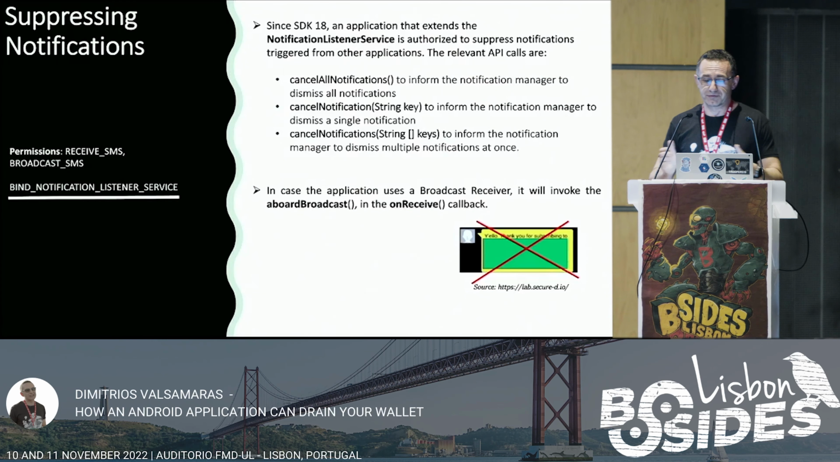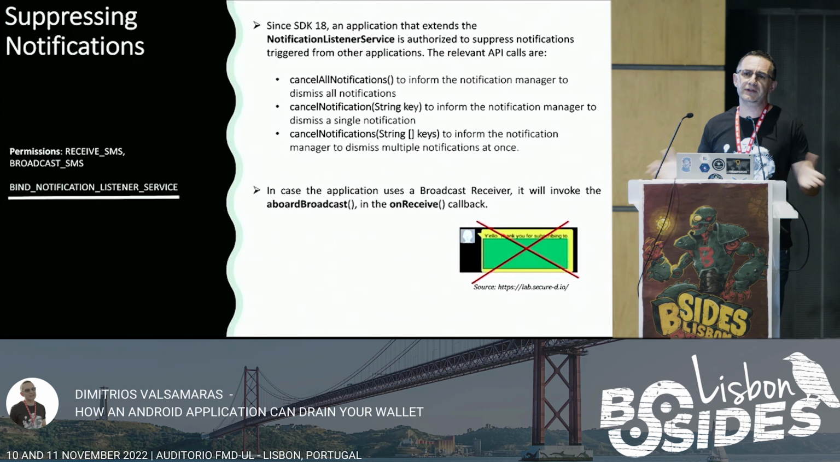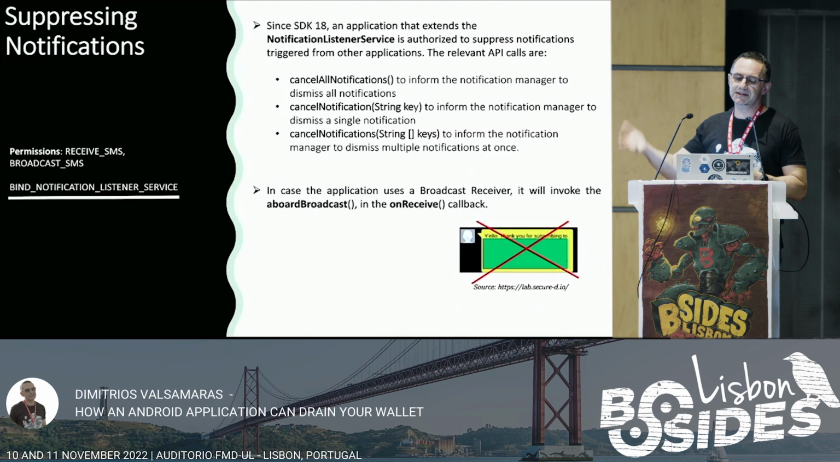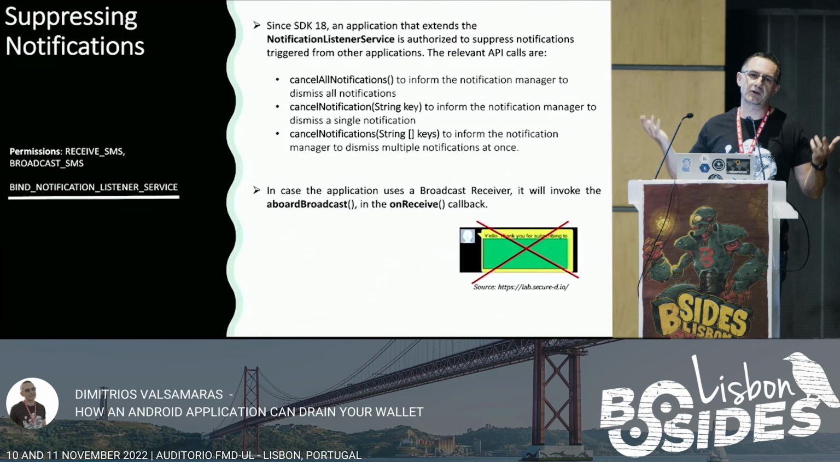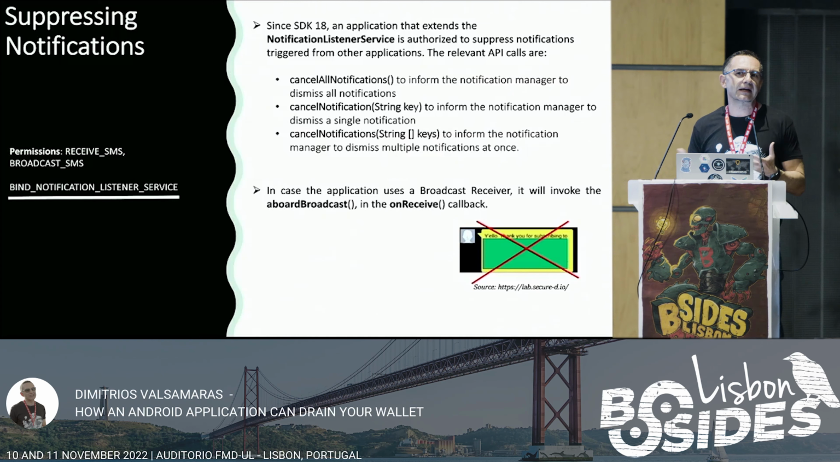The final step of this long process is to keep everything silent, right? In order to do that, since SDK 18, every app which extends the NotificationListenerService is authorized to suppress notifications from other apps. I don't know why. Anyway, there are a couple of API calls to do that: cancelAllNotifications, or cancelNotification for a specific one, or cancel an array of them.